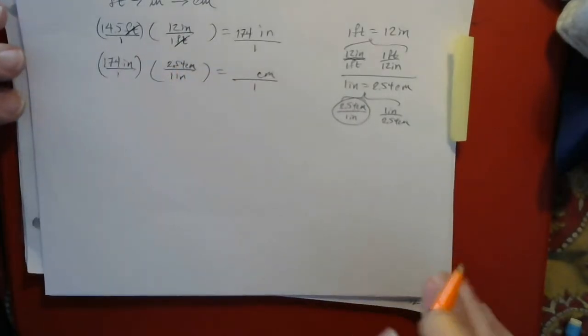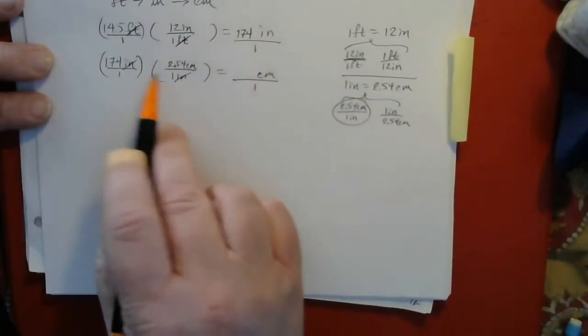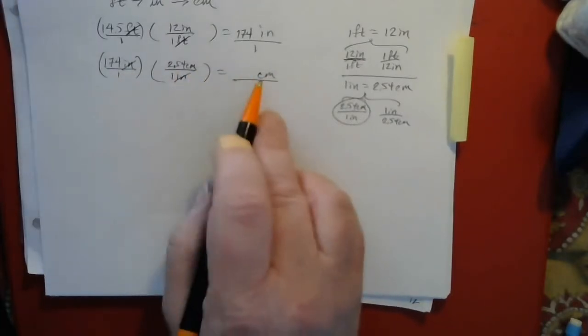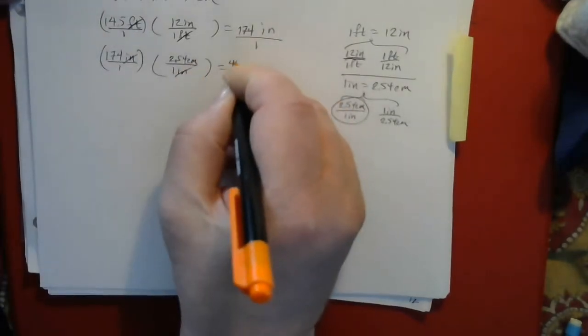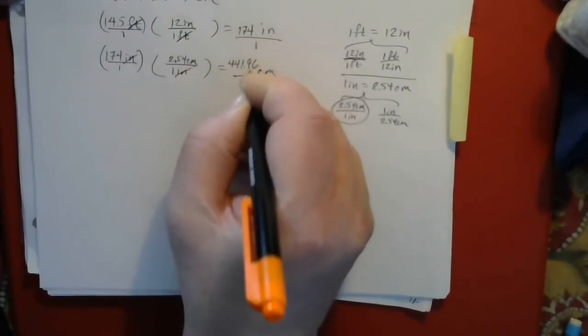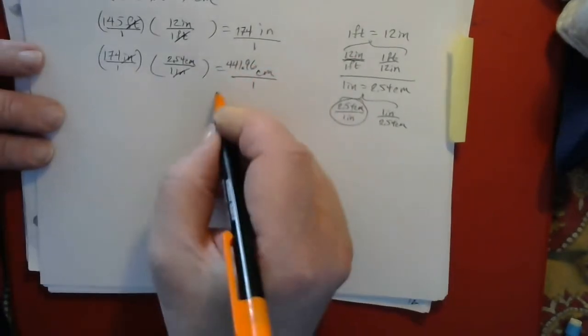So 2.54 centimeters over 1 inch. Inches will cancel out, and we end up with centimeters as the only unit. And 174 times 2.54 is 441.96 centimeters.